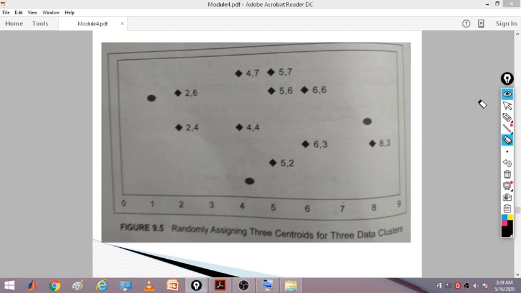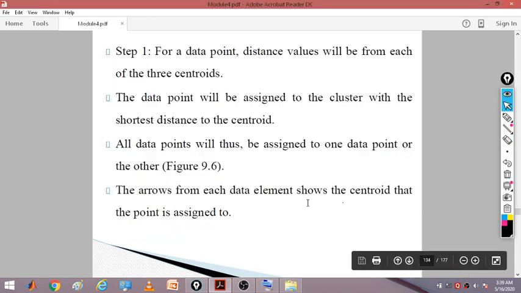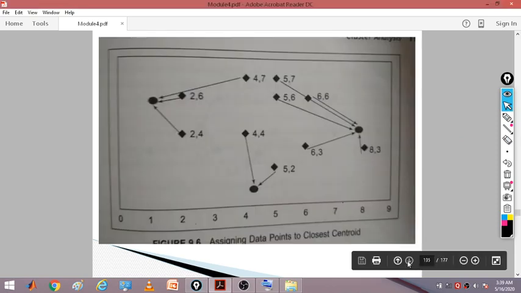Okay, so like this we will be repeating the process for all the data points, and all the data points will thus be assigned to one cluster or the other. Wherever the distance is minimum, you assign that point to the cluster whichever is nearer to that centroid, so that point belongs to that particular cluster. You can see in the next slide how we have divided: arrows from each data point show the centroid that point is assigned to. Just see here how we have done.